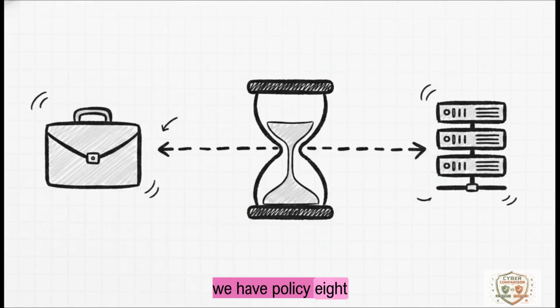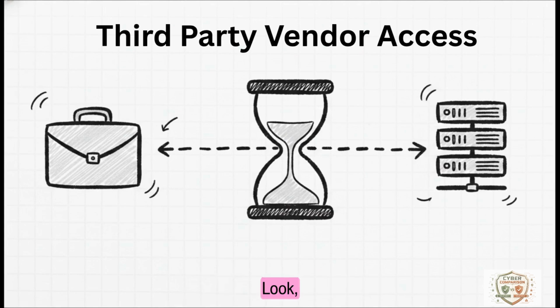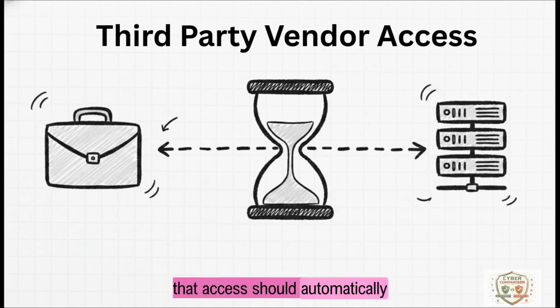Then we have policy 8 for third-party vendor access. Look, we all need vendors for remote support, but that shouldn't mean leaving a permanent backdoor open into your network. Your vendor policies need to explicitly define the who, what, where, and when. Which jump server are they using? To which exact app? Over what port? And crucially, once their maintenance window is up, that access should automatically expire. Temporary, scoped access is just infinitely safer.